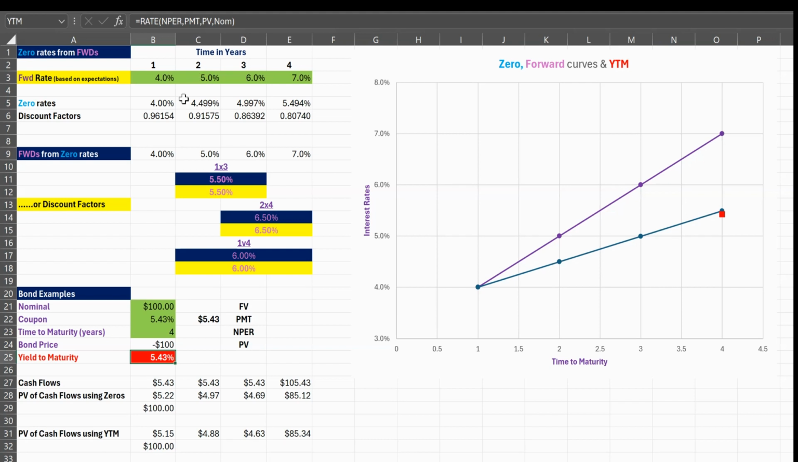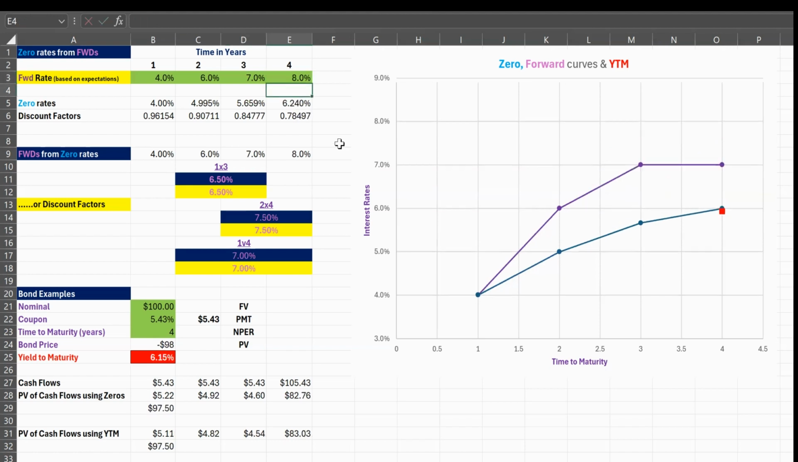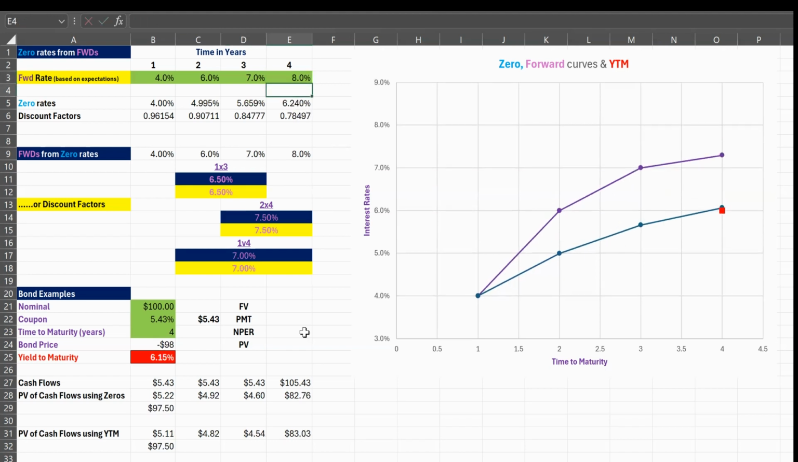So let's say, for example, I'm going to take that 2-year forward expectation and I'm going to make it 6%. So rather aggressive hike there. Let's make the 3-year forward expectation 7%. And let's make the final year 8% in this example. And look what it does to your bond's price.